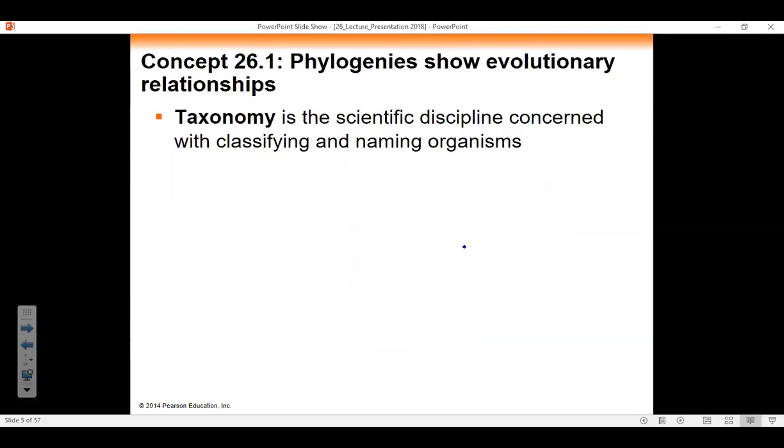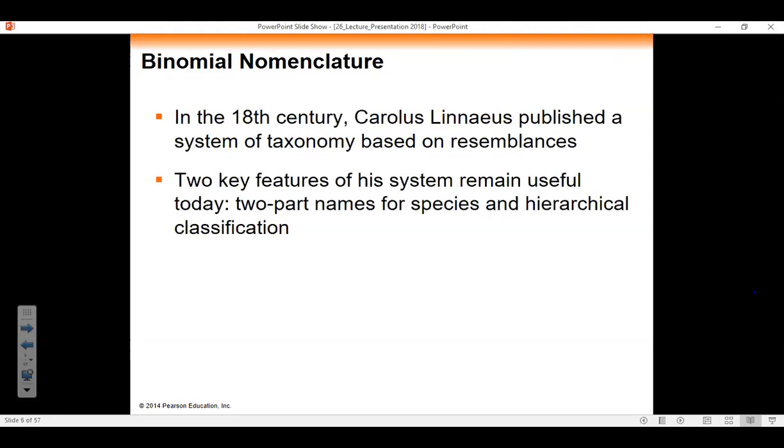And that's life. You remember taxonomy? What was the name of the man who came up with taxonomy and binomial nomenclature? It's a fabulous name. His name was Carolus Linnaeus.